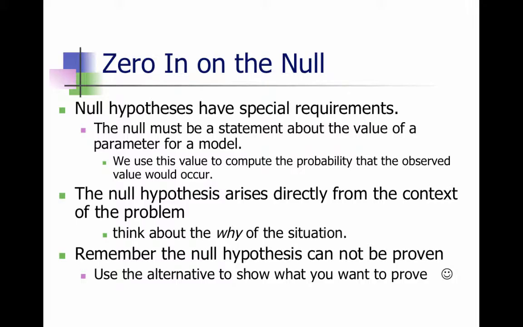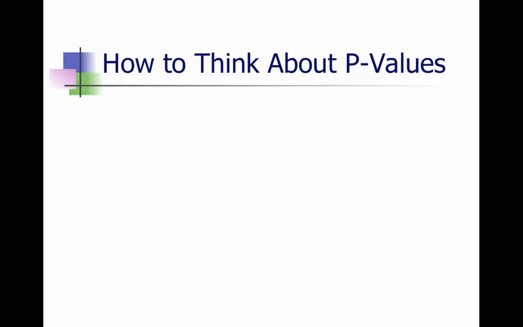We actually use the alternative hypothesis to show what we want to prove. So the null hypothesis can only be rejected or retained. And if it's retained, we say we fail to reject it. We can't prove that it's actually true. We just prove that we either do or don't have enough evidence to keep it. The null hypothesis ends up allowing us to calculate a p-value. So we want to think about p-values.